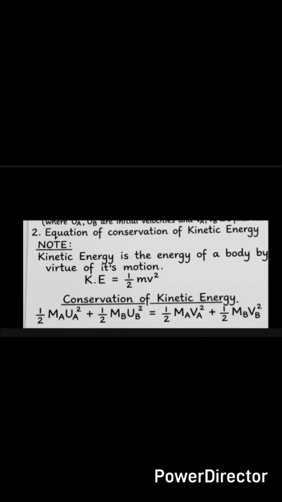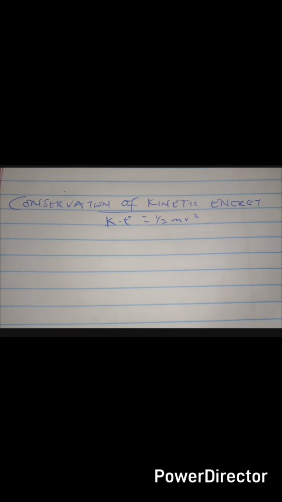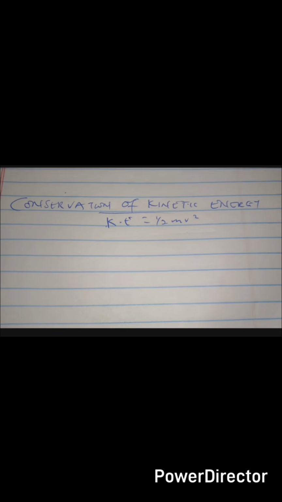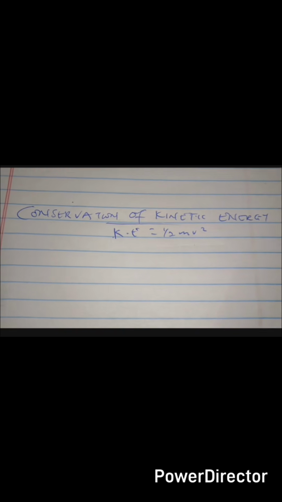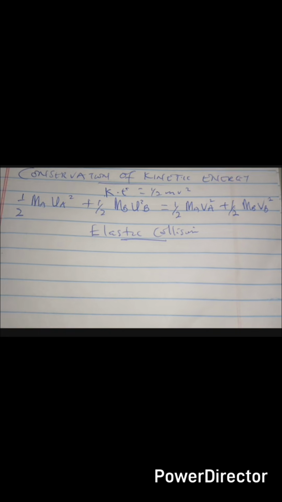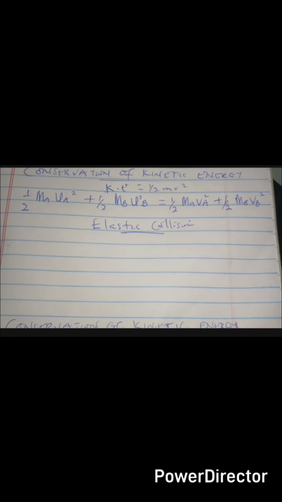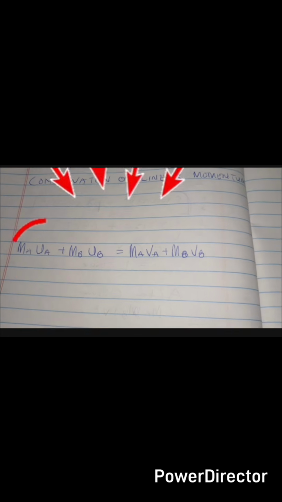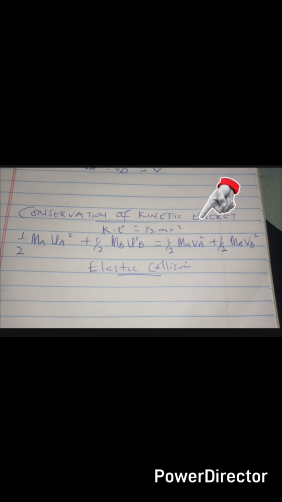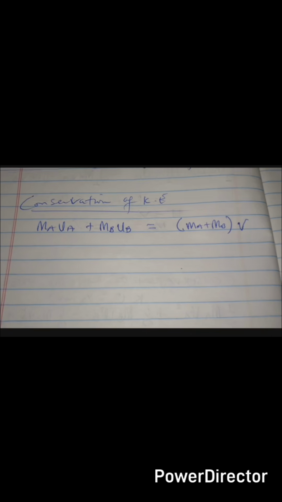Kinetic energy is the energy of a body by virtue of its motion, and it is expressed as half times mass times the square of the velocity. For conservation of kinetic energy, since the bodies are in motion, then kinetic energy is present. For elastic collision, both of the equations remain the same. The conservation of linear momentum remains this way, and the conservation of kinetic energy remains the same.